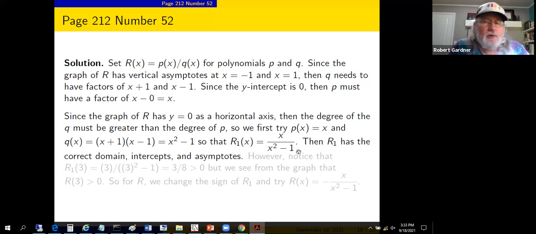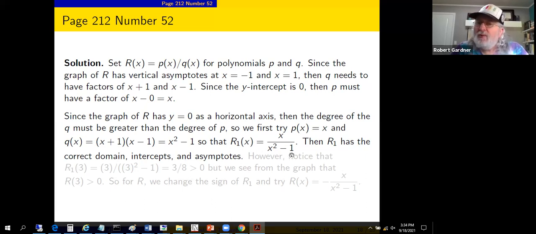Does that work? It's got the right domain. The only place it's got problems are plus or minus 1, where that function had vertical asymptotes. And that function was defined everywhere else. It's got the right y-intercept. Plug x equals 0 in, and we get out y equals 0. Let's set y equal to 0. We get out x equals 0 as well. It's got the correct intercepts. And it's got the correct asymptotes. It's got the correct vertical asymptotes.